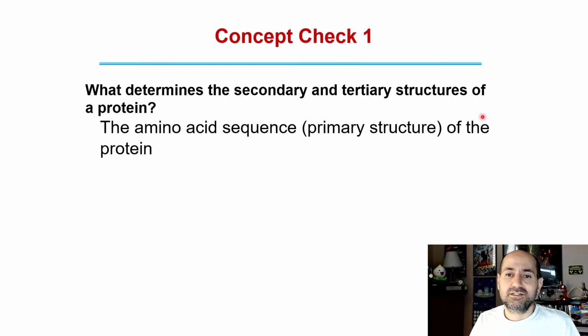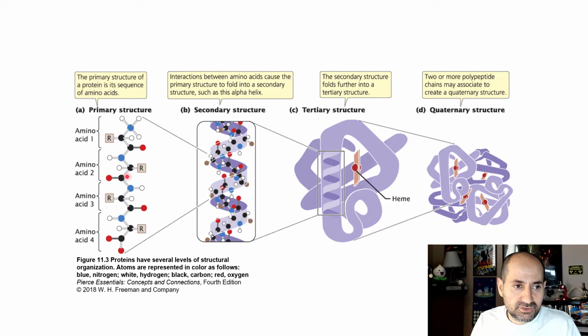But it's the amino acid sequence that dictates the structure of the proteins. You know why? Because it's the backbone of those amino acids that dictates the secondary structure, and it's the side chains of those amino acids that dictate the tertiary structure. You don't really need to know that, but it's important to know that it's the amino acid sequence, the primary structure essentially, that dictates the overall folding and structure of the protein. So here you have the primary structure. Essentially, that's the list of amino acids in order.